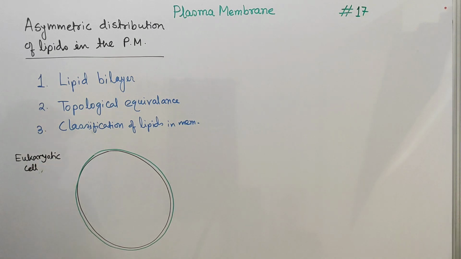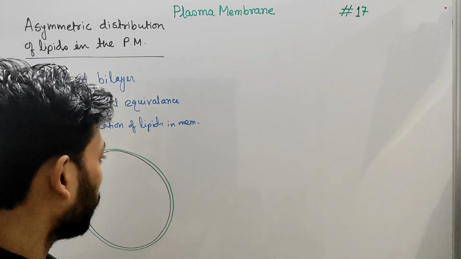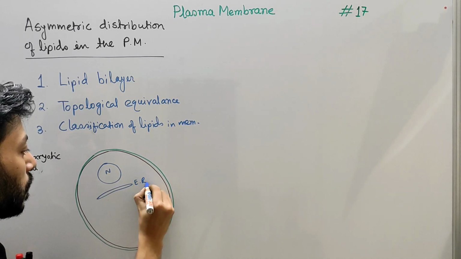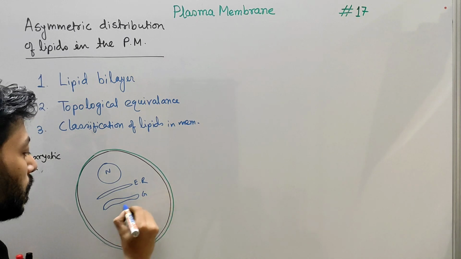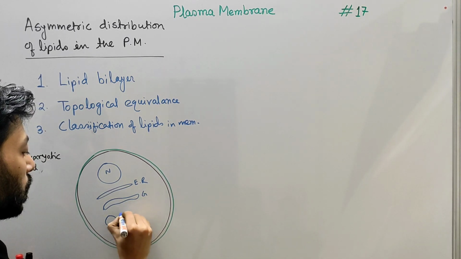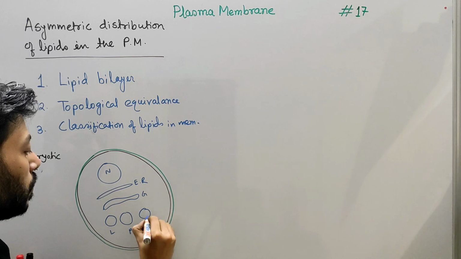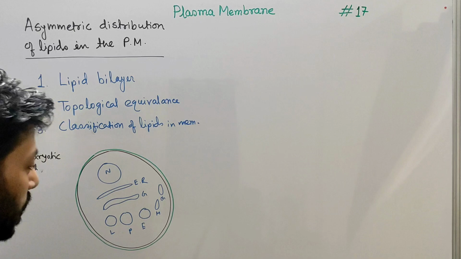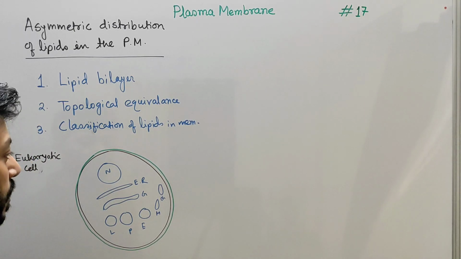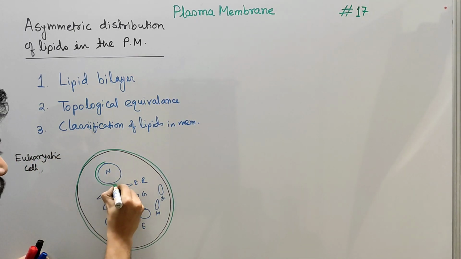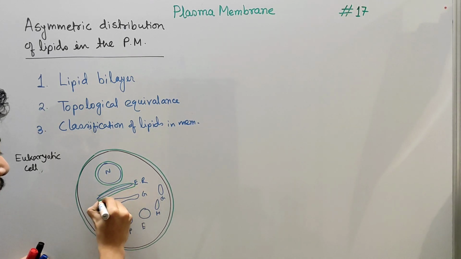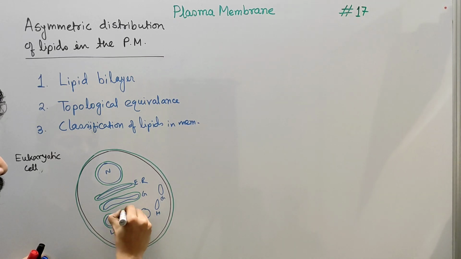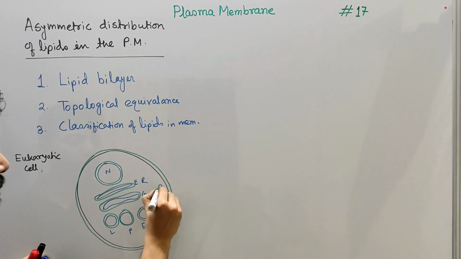Because eukaryotic cells contain intracellular organelles like nucleus, endoplasmic reticulum, Golgi bodies, lysosome, peroxisome, endosome, mitochondria, chloroplast. And in my previous video, I have already mentioned the basic fact that these intracellular organelles are also surrounded by membranes. So let me draw them in green color. That's why I have not taken the example of a prokaryotic cell, because prokaryotic cells don't have any intracellular organelles. So I have taken the example of eukaryotic cells.